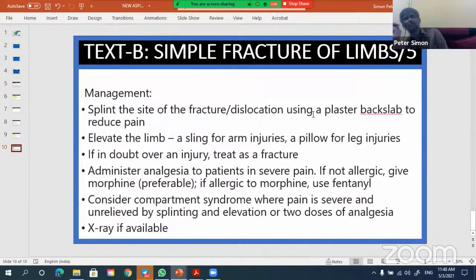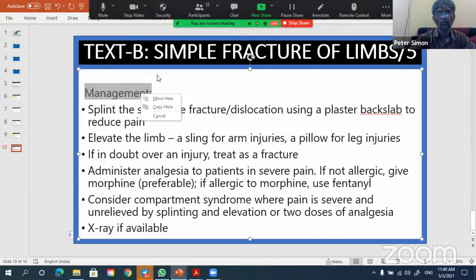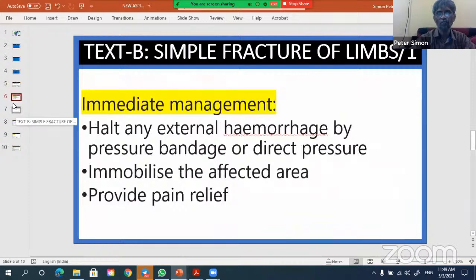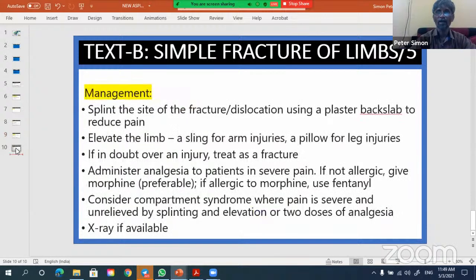Yes. So this is the fifth slide. So simple fractures. Simple fractures have three different things. So till here. Okay. So first one is immediate management, then clinical assessment, then management. So this is everything about management. So management of simple fractures, you can say. Simple fracture of limb, simple fracture. So that is management. So you can consider this one as management of fractures.